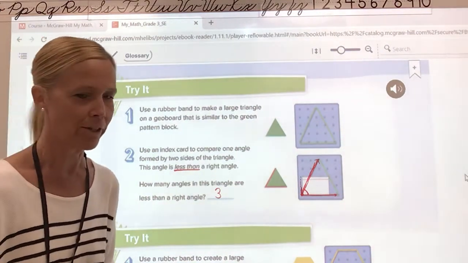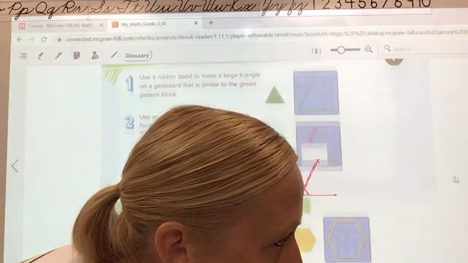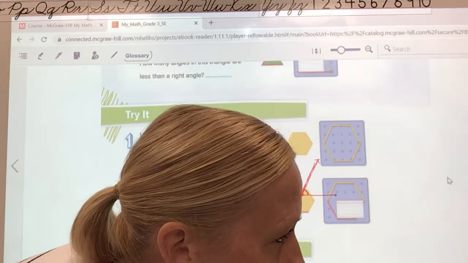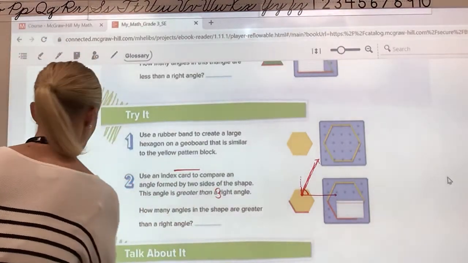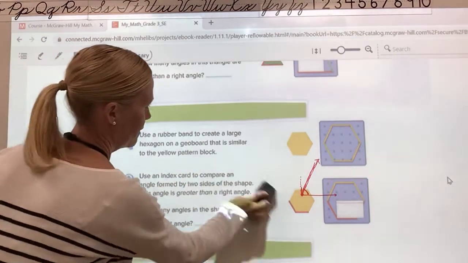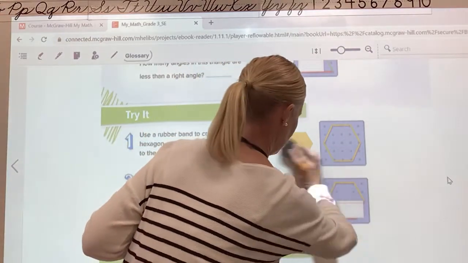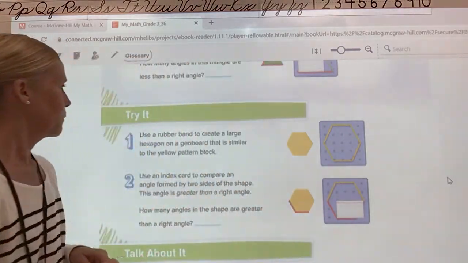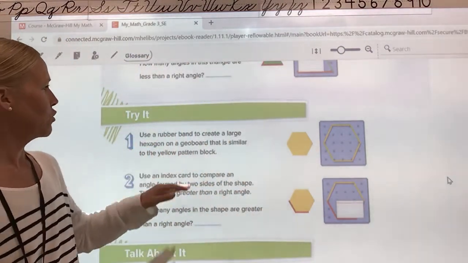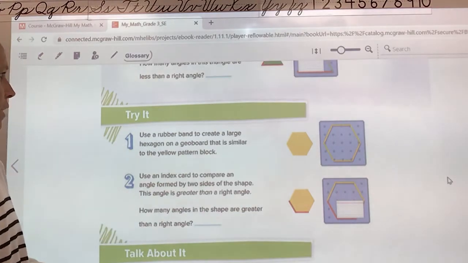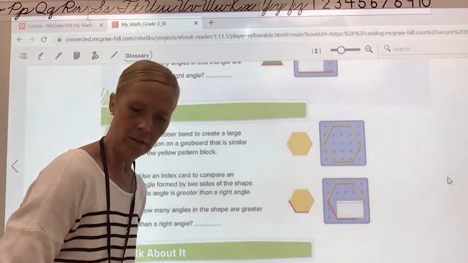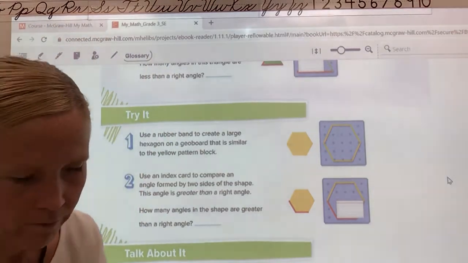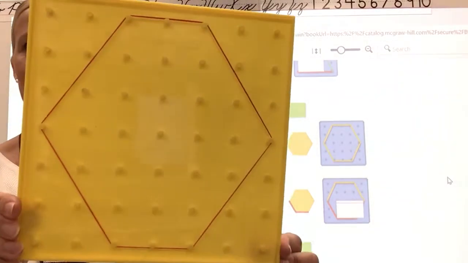All right, let's look at our next one. I will scroll down. Let me put this over here. Erase the board. All right. Now, use a rubber band to create a large hexagon on a geoboard that is similar to the yellow pattern block. All right. Here we go. Here's my hexagon, 6 sides.